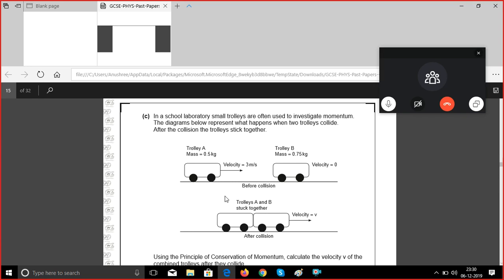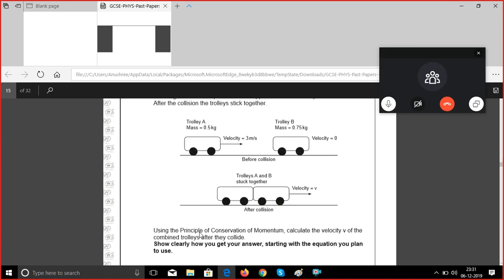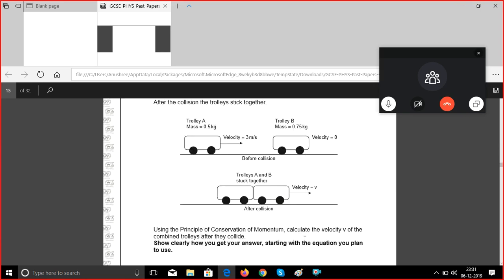C. In a school laboratory, small trolleys are often used to investigate momentum. The diagram below represents what happens when two trolleys collide. After the collision, the trolleys stick together. Using the principle of conservation of momentum, calculate the velocity of the combined trolleys after they collide. The principle of conservation of momentum is that initial momentum should always equal final momentum. That means momentum before collision equals momentum after collision.